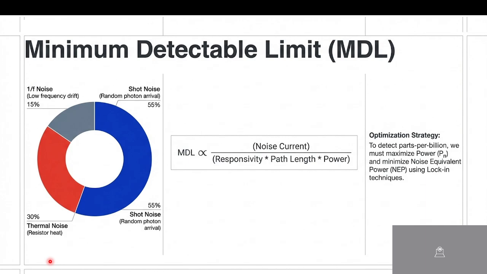So if you have a very high noise current, then the minimum detection limit will be higher. That's why we need to play with the power and path length, and we also need to optimize the responsivity. Optimization strategy: to detect parts per billion, we must maximize power and minimize noise equivalent power using the lock-in technique.